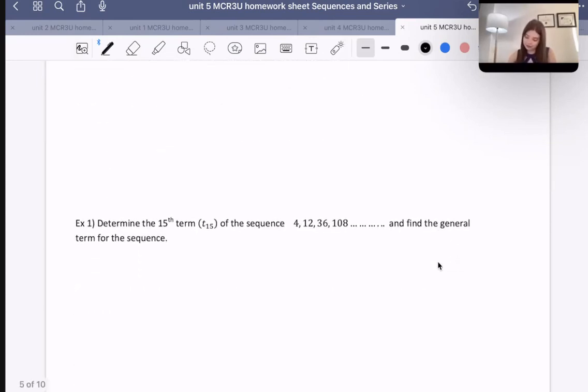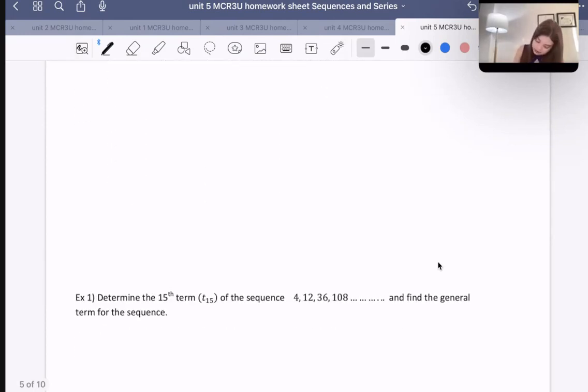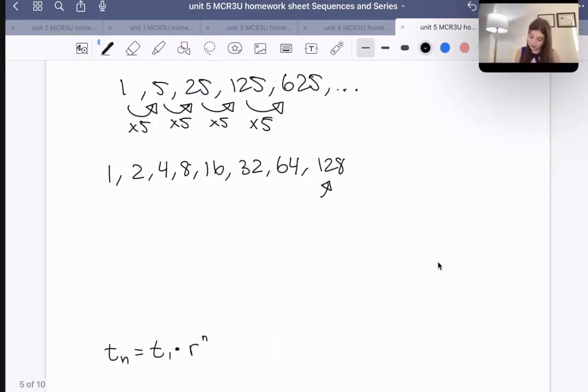So let's do an example. Actually, before we do an example, let's talk about the general term. The nth term of a geometric sequence comes from taking the first term, which we're going to call t of 1, and multiplying that by the ratio to the power of n, with n being the number of terms. We could apply this here. What's the second term of this sequence? The first term is 1, the ratio is 5, and we're applying that ratio just once, so it's 1 times 5, which is 5.